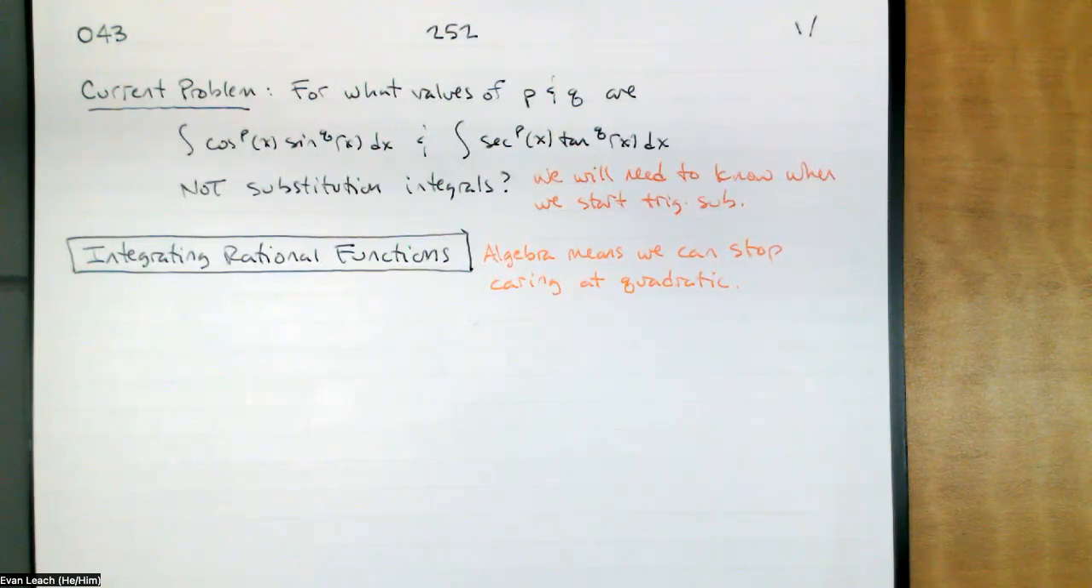While you are working on the current problem of figuring out which products of powers of trig functions you can and cannot do by substitution, we want to look at another category of integration. Integrating rational functions, where, in terms of algebra, we can stop caring at quadratic. A rational function has the form p of x over q of x, where p of x and q of x are polynomials.